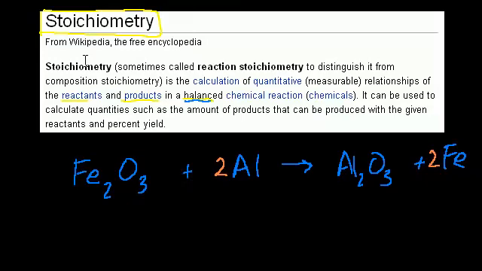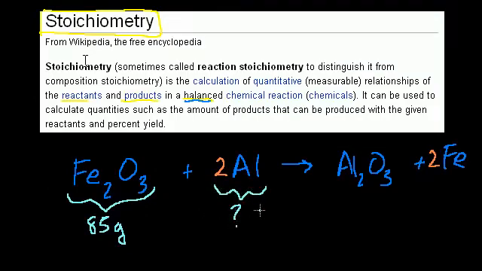So let's say that we were given 85 grams of the iron(III) oxide. My question to you is, how many grams of aluminum do we need? Well, you look at the equation and you immediately see the mole ratio. For every mole of iron(III) oxide, for every 1 of that, we need 2 aluminums.